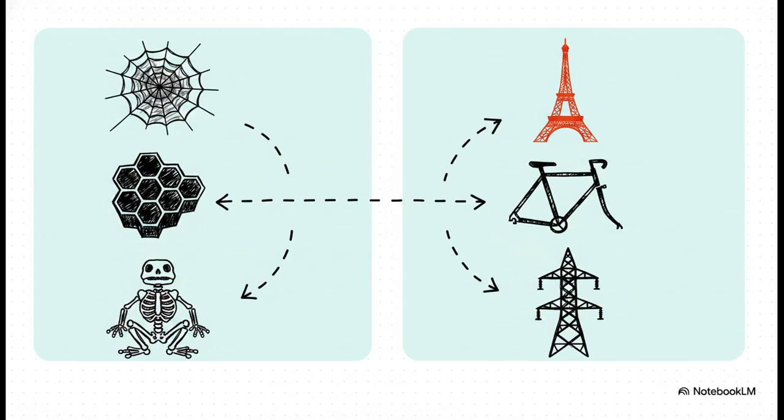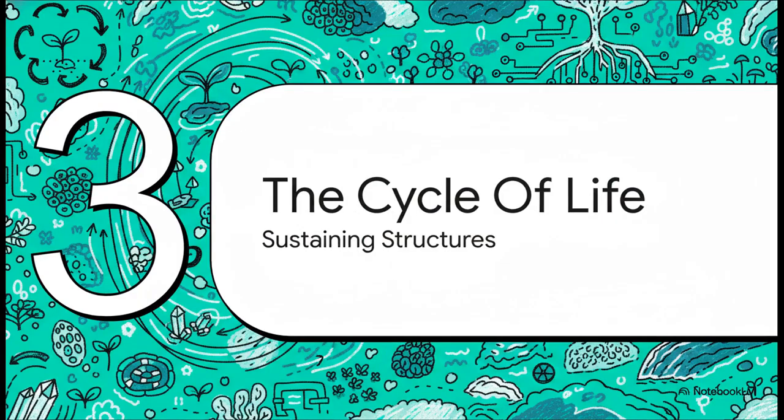So when humans started building and engineering, we essentially just borrowed that exact same blueprint. The Eiffel Tower, the frame of your bicycle, those giant power pylons you see on the highway, they are all man-made frame structures. We're literally just mimicking the biological engineering that nature perfected millions of years ago. Section 3, the cycle of life.